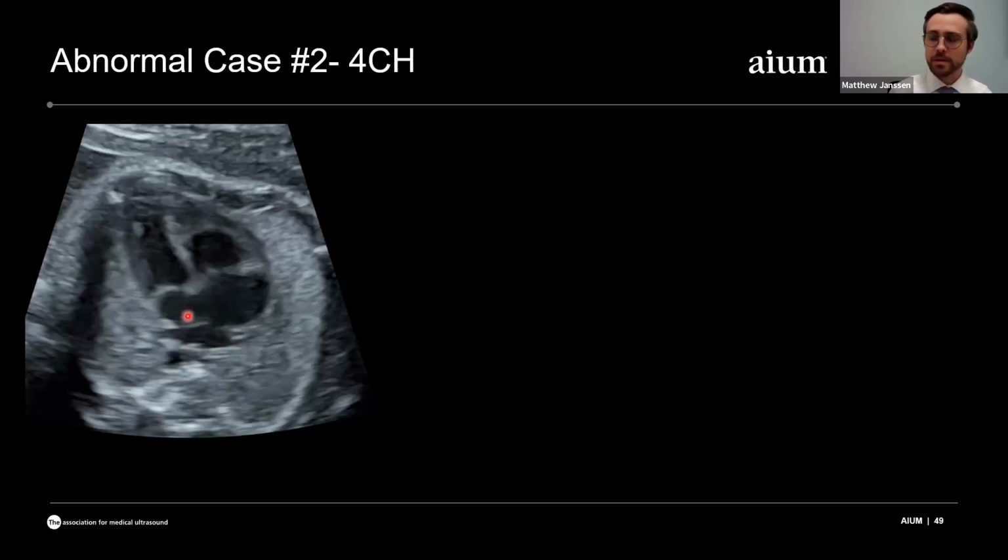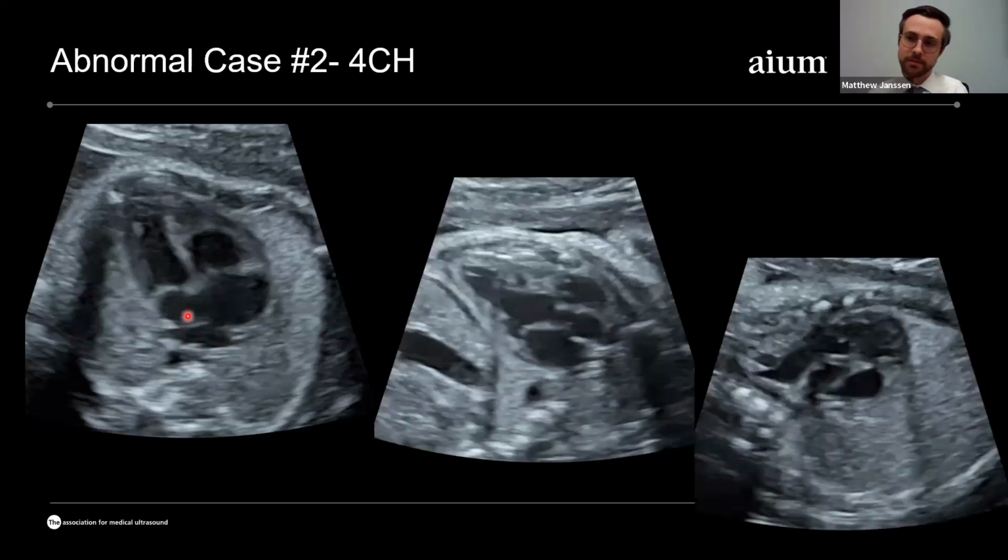But then when we start progressing our scanning and going to the next views that we know we need to get, like the outflow tracts, we end up with the left and right outflow tracts here. And I think now we're saying that these may not look quite as normal as we expect. This right outflow tract, certainly, we're not seeing necessarily the branching that we would want to see. And there's something about this left outflow tract that I just don't think feels right as well.